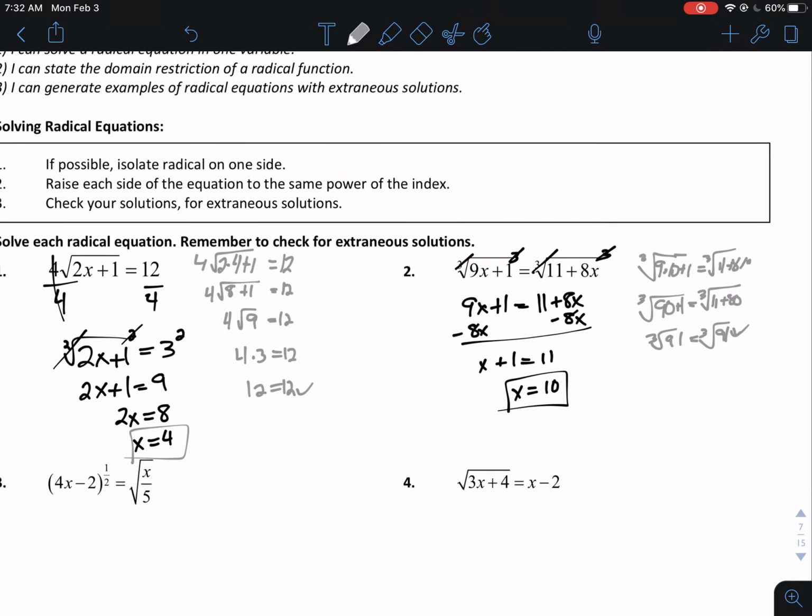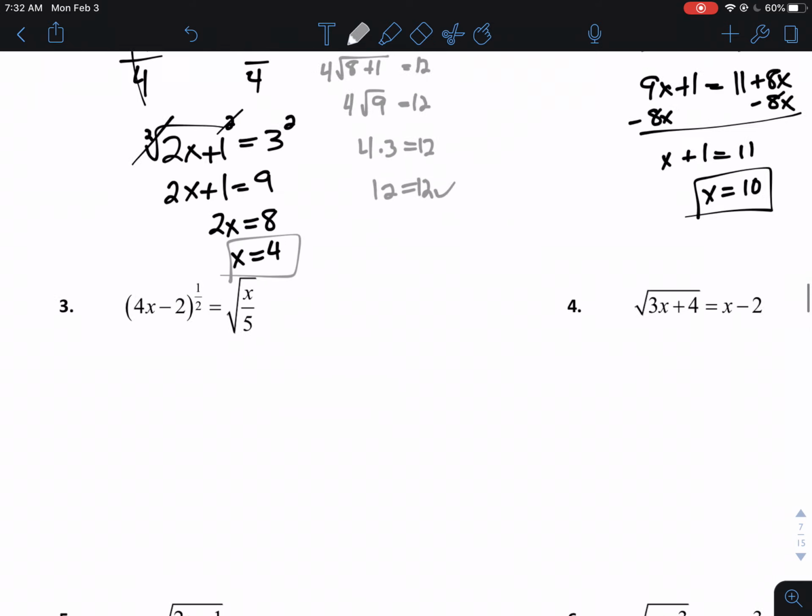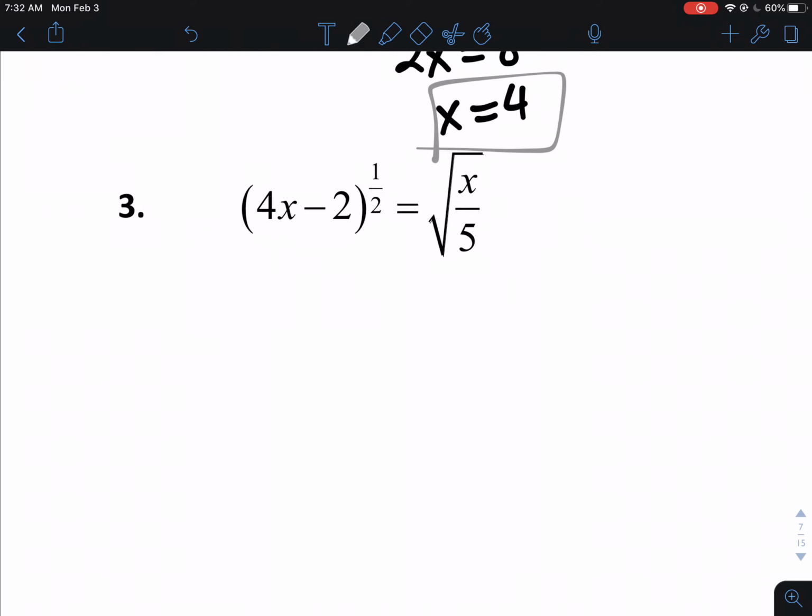Okay, moving on to number 3. So we've got (4x minus 2) to the power of 1 half equals the square root of x over 5. So you can do this a couple different ways. You could first rewrite (4x minus 2) to the power of 1 half as the square root. Remember that would just be using the rational exponent property that we talked about on Friday in class. You can also just raise each side to the power of 2.